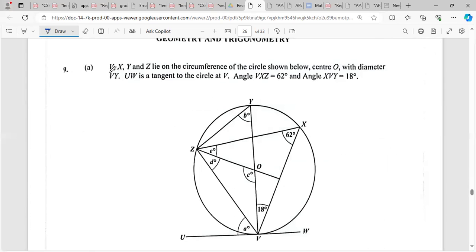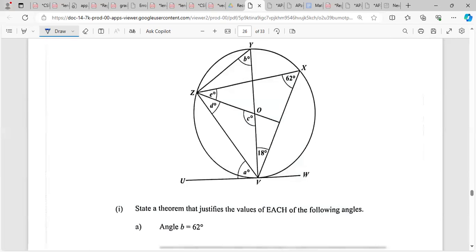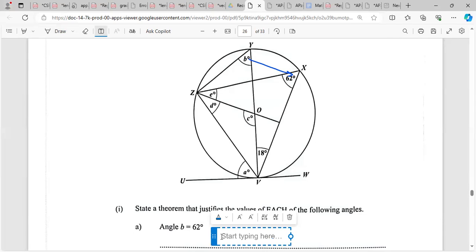Alright, it says B, X, Y and Z lie on the circumference of the circle below with center O. The diameter BY is equal to UW, a tangent to the circle. It says state a theorem that satisfies each of the following. Angle B is equal to... alternate segments. The reason they want is just the reason: alternate segment.